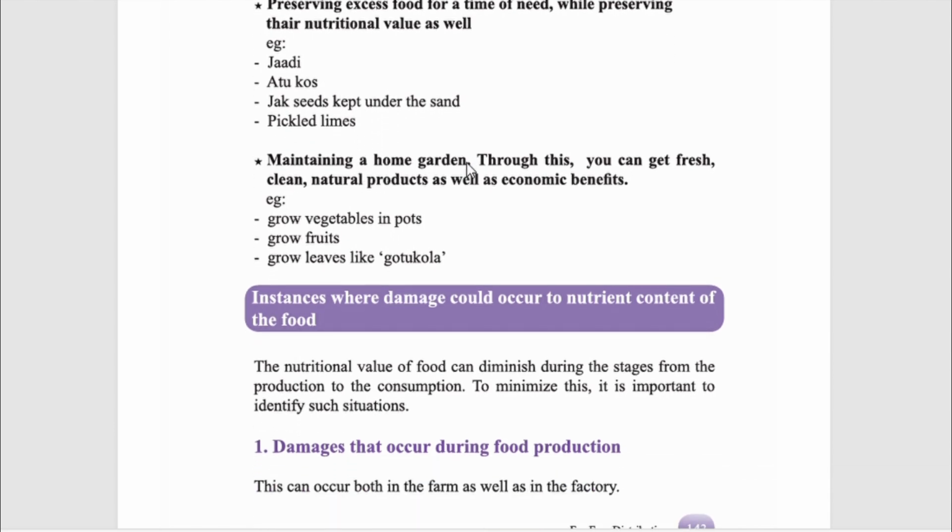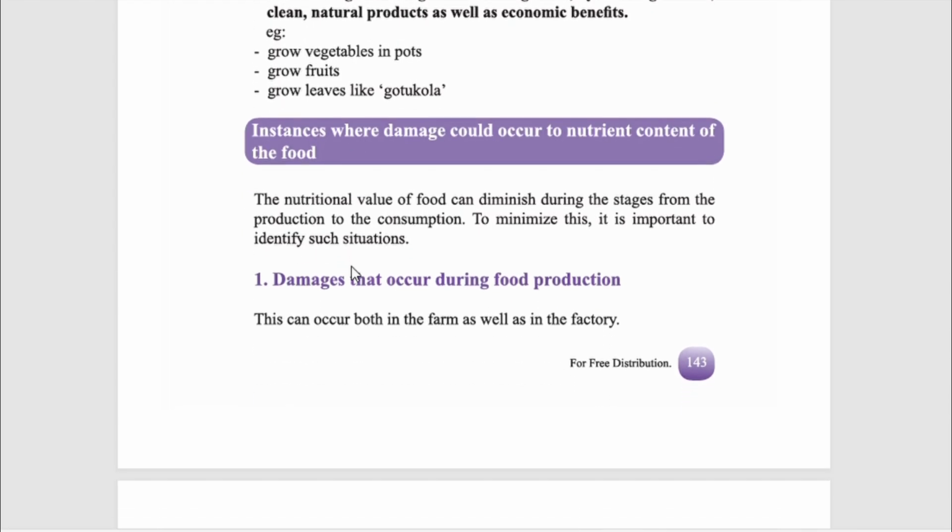Maintaining a home garden. Through this, you can get fresh, clean, natural products as well as economic benefits. If we go outside to purchase these kind of things, we have to spend a lot of money. So instead, you can grow vegetables in pots if you have enough space. Especially you can use pots to grow some green leaves, fruits, and leaves like gotu. So you can use these kind of methods.